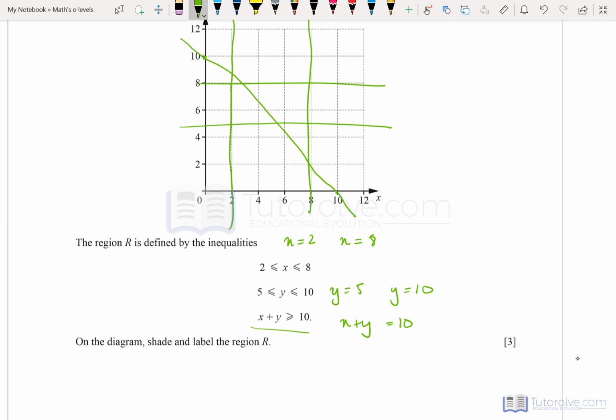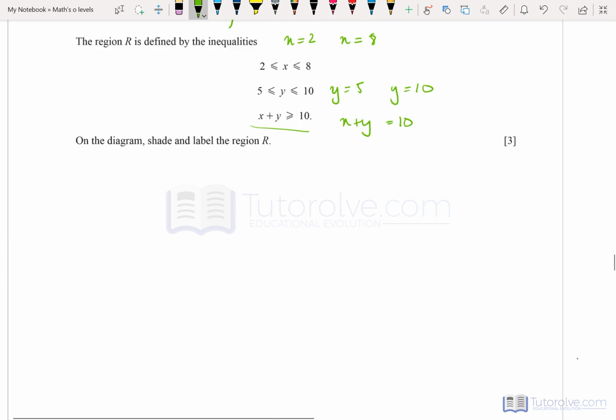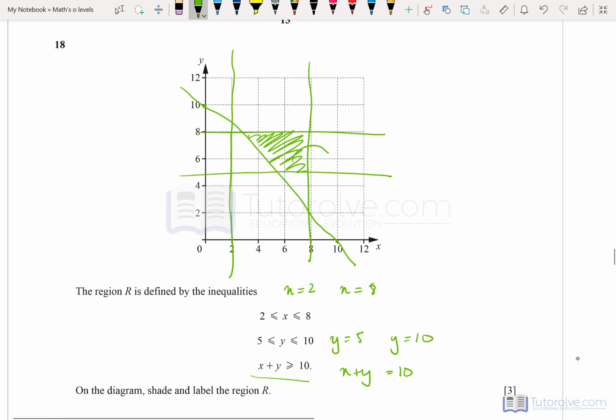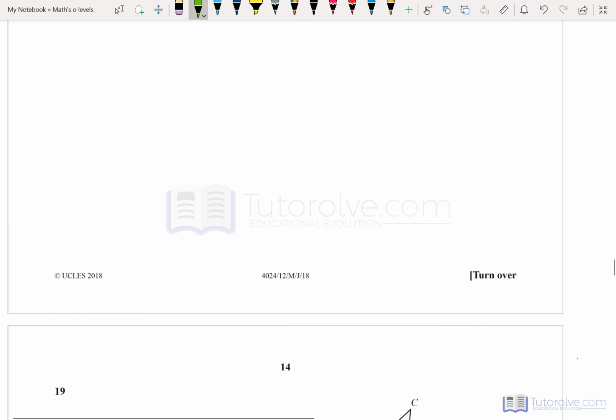But this inequality tells us that x plus y is greater than or equal to 10. So basically, the shaded region should be above this line inside this rectangle, so it's going to be this region right here. You have to label it R. This region is going to be R.